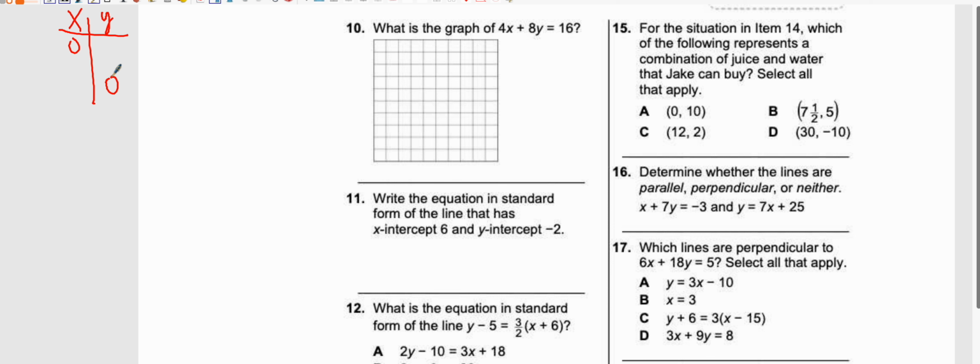Okay, so 4 times 0 plus 8y equals 16. And so that would be 8y equals 16, y is 2. I'm okay with that. And then if we put a 0 in, I'm still gonna show some work here, it's okay.